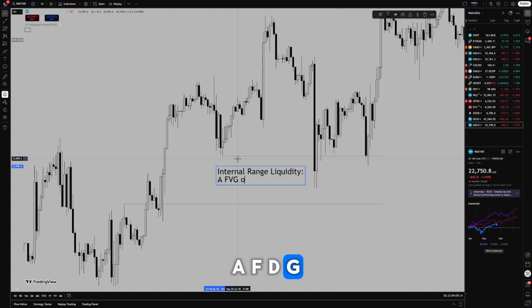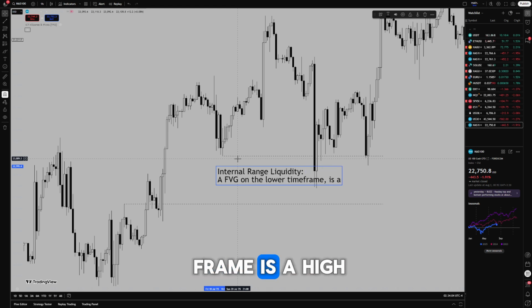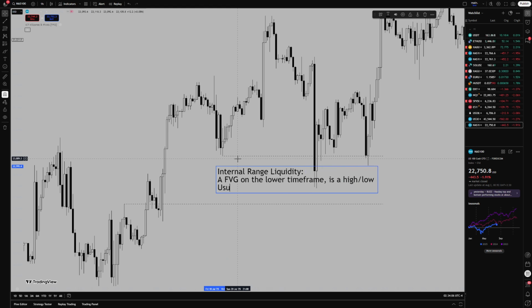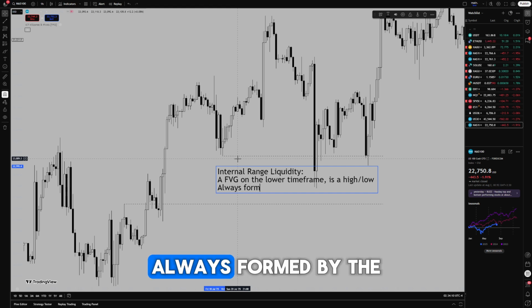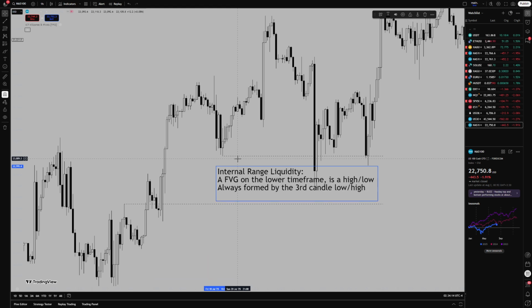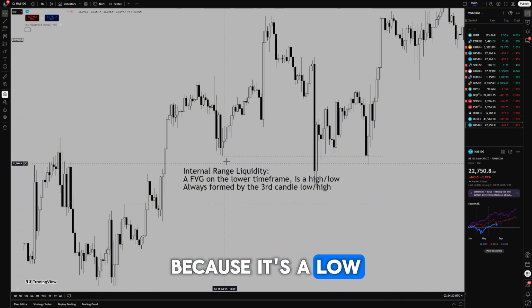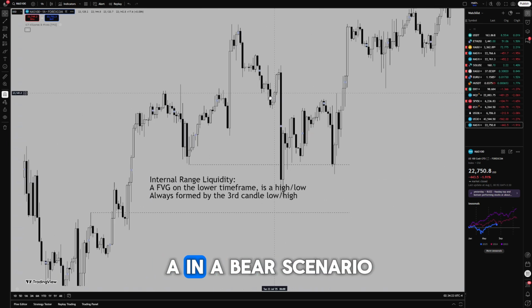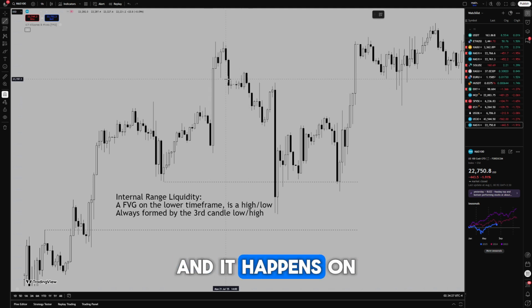A FVG on the lower time frame is a high or a low, always formed by the third candle low or high. This is why it's called internal range liquidity, because it's a low or a high in a bearish scenario. And this is fractal, obviously. It happens all the time, and it happens on every single time frame.